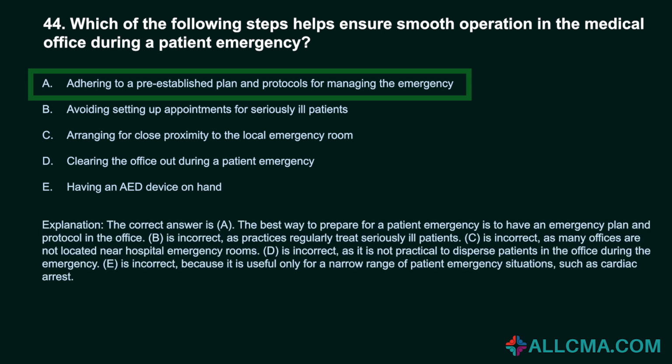The correct answer is A. The best way to prepare for a patient emergency is to have an emergency plan and protocol in the office. B is incorrect, as practices regularly treat seriously ill patients. C is incorrect, as many offices are not located near hospital emergency rooms. D is incorrect, as it is not practical to disperse patients in the office during the emergency. E is incorrect, because it is useful only for a narrow range of patient emergency situations, such as cardiac arrest.